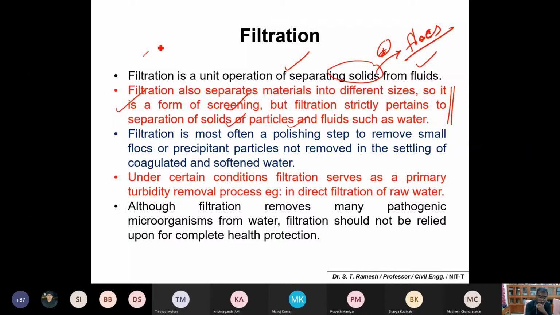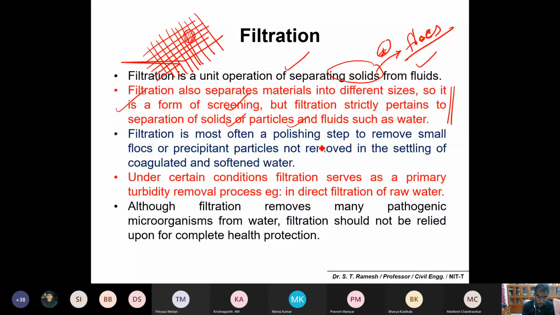It's very simple. For example, I am drawing a layout of a screen, say the top layer of sand, which will act as a micro strainer. Any particles greater than this size will automatically be retained, and particles of smaller size will escape from the system. That's what is being explained here. It is only a separation process, separation of particles into different sizes, so that it works like a screen operation.